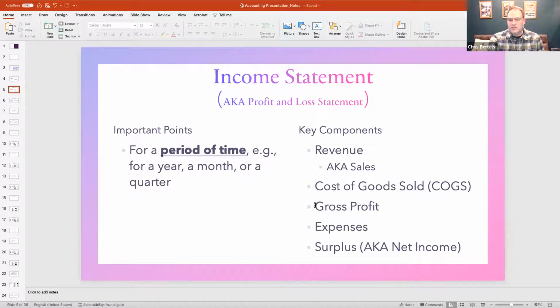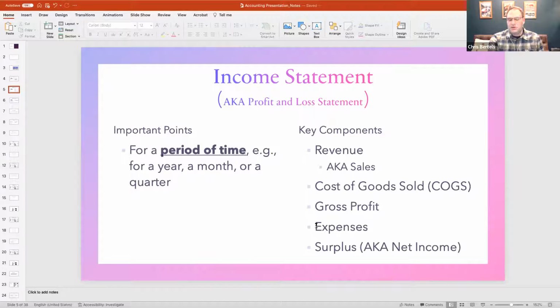Gross profit is just revenue minus cost of goods sold. That's designed to tell you how much you're making on each individual product, because it's how much you get from the customer less the physical cost of the goods that you use or the ingredients you used to produce the revenue.